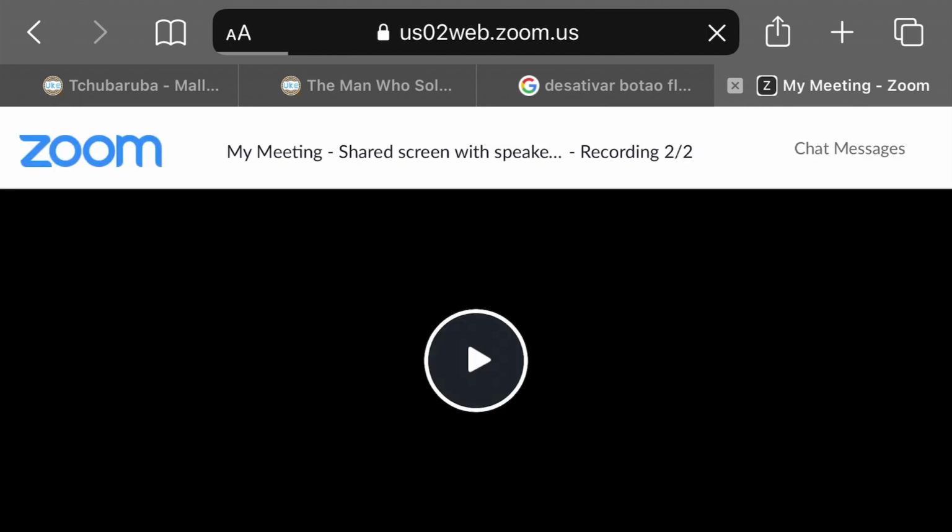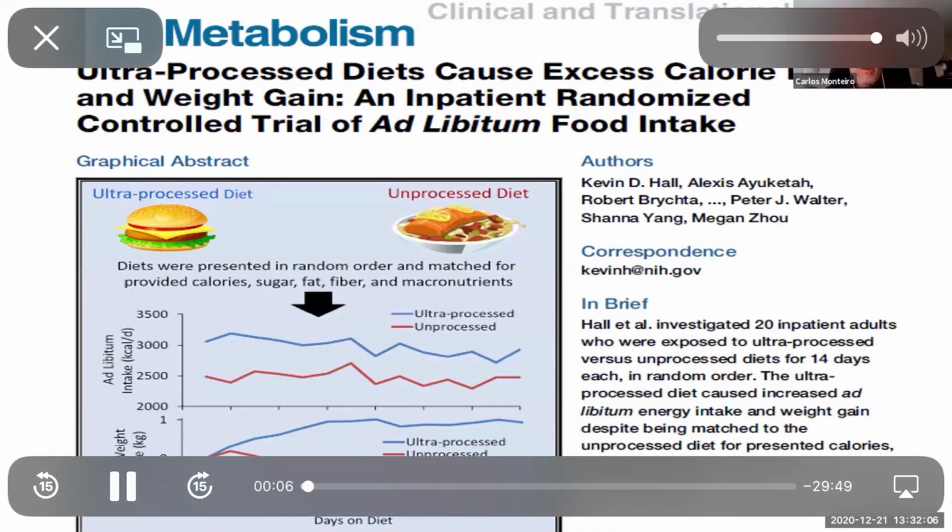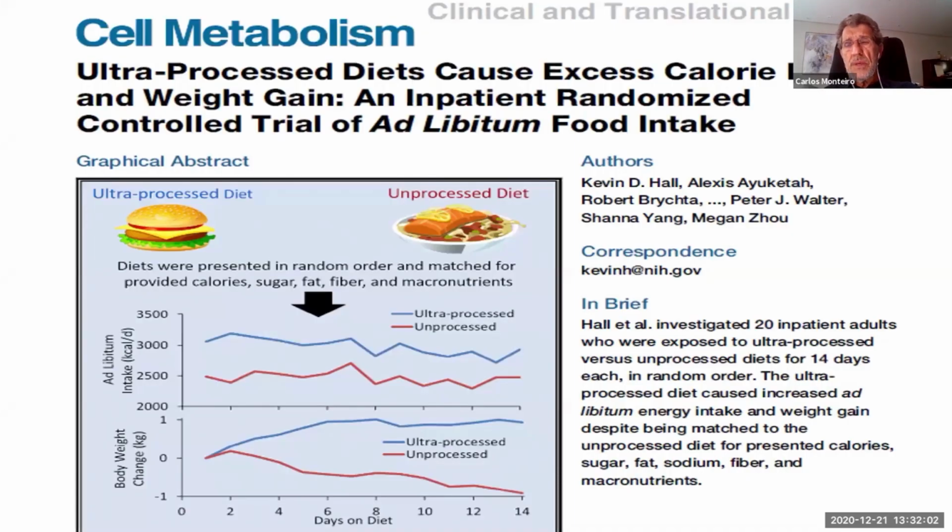This is huge. In 2 weeks on the ultra-processed diet, people gained about 1 kilogram. And the same people lost 1 kilogram. So it's a very elegant design showing causality between ultra-processed food and energy intake and weight gain.